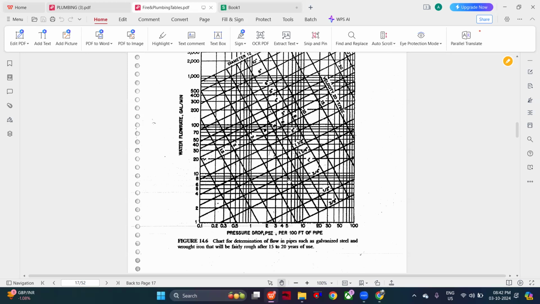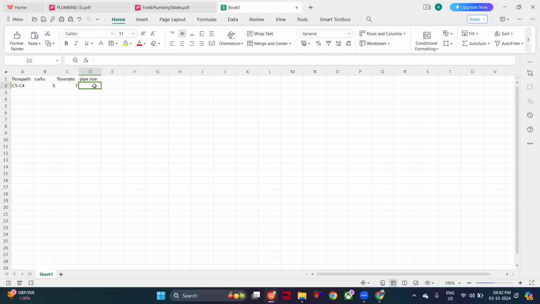If the point is more than the limit, you have to go for the next. I can't take 3 by 4. That means the point is pointing more than the 3 by 4, so you have to go for the next value. So that means the pipe size is 1 inch.